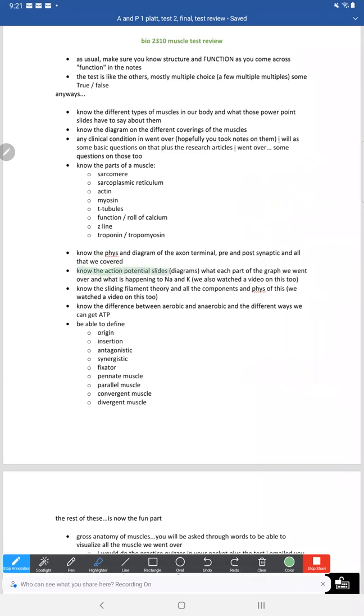Okay, know the action potential slides, the diagrams with each part of the graph we went over, and what's happening to sodium and potassium. There was also a video on that. This one had to do with a cell at rest and a cell in motion. At rest, there was a higher concentration of potassium on the inside and a higher concentration of sodium on the outside.